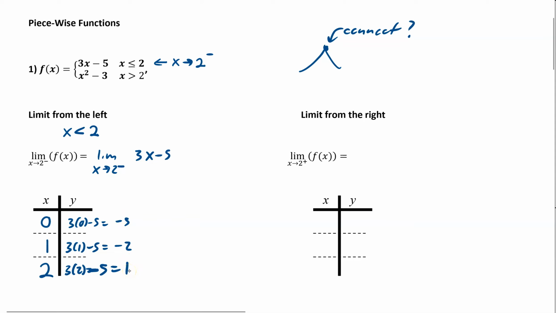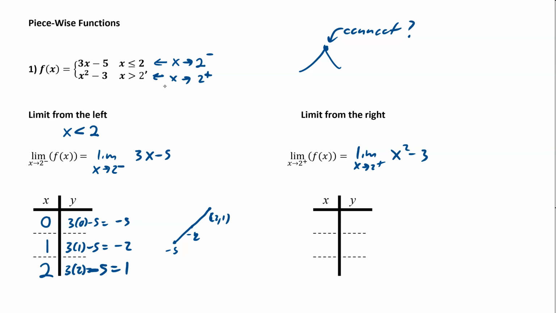It's doing this. We're going from negative 5 to negative 2 to 1. So it's doing this coming in. So this would be 2, 1. Now we want to see the other side. So now coming in from the right, that's this one, x is greater than 2. This is x approaches 2 from the positive side. So we would be using x squared minus 3 for this one. Oops, completely forgot the limit. That's not good. Limit as x approaches 2 positive of x squared minus 3.